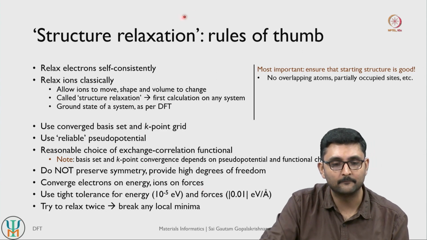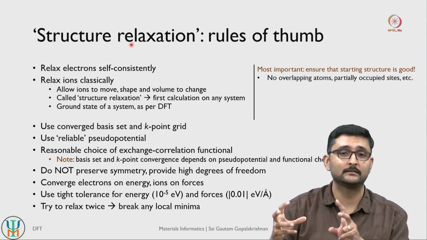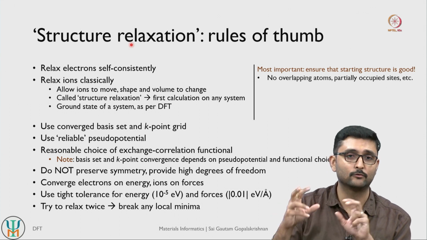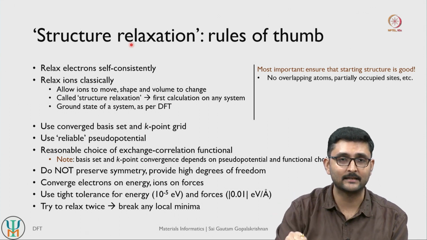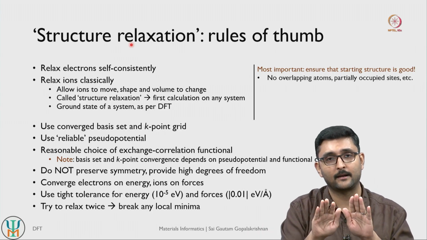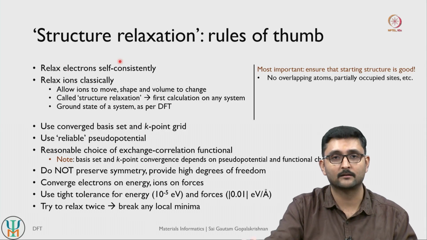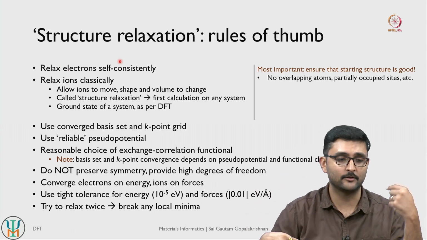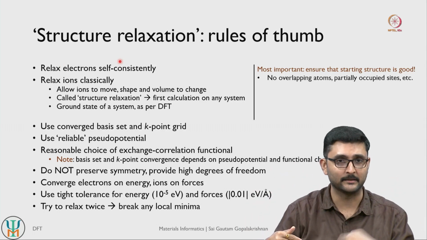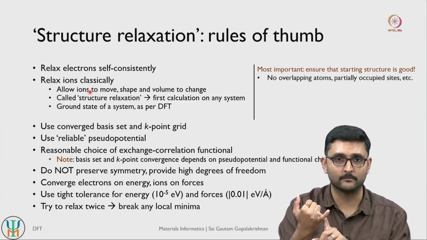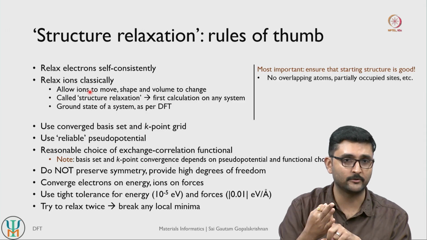Okay. So one of the typical calculations that you would do when you start off with DFT, with the density functional theory, is do a structure relaxation. So in structure relaxations, you decouple your ionic and electronic motion using the Born-Oppenheimer approximation. You relax your electrons using the self-consistent loop, and then you relax your ions using classical dynamics, right. So typically in a structure relaxation, you allow your ions to move, your shape to change, and your volume to change as well.